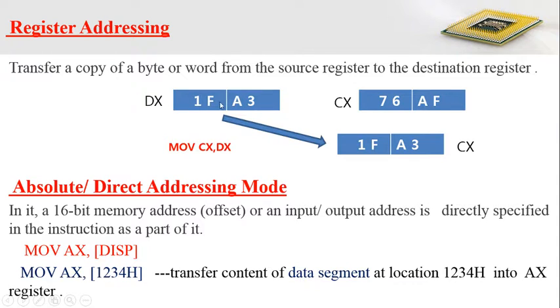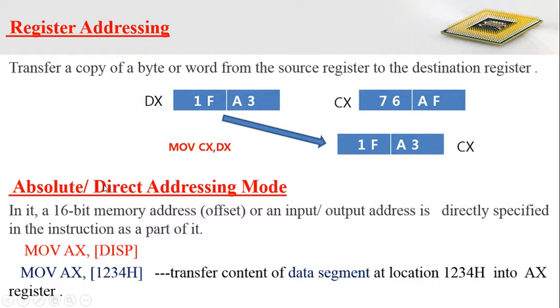Suppose the content of the DX register is 1FA3 as 16-bit information, and the current status of the CX register is 76AF. So after executing this, the current content of the CX register gets replaced with the value of the DX register, that is 1FA3, because the content of register DX is copied into register CX after completing this execution. So this is an example of register addressing.